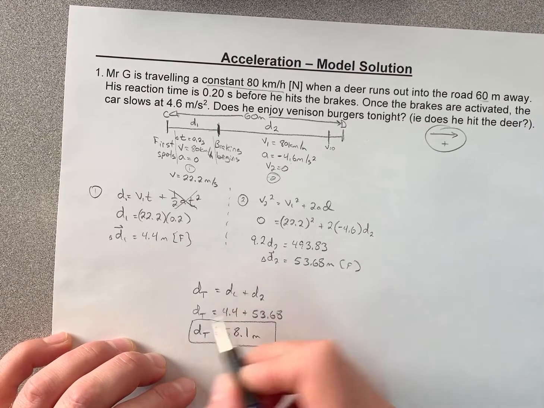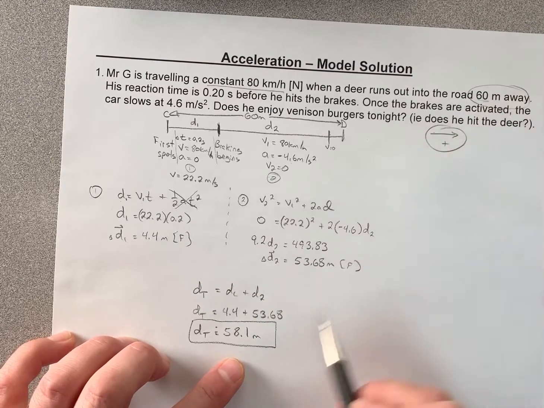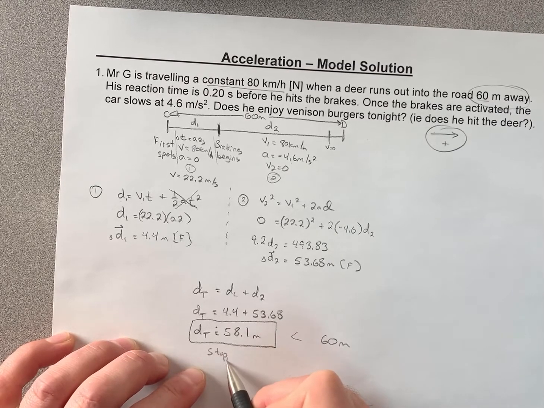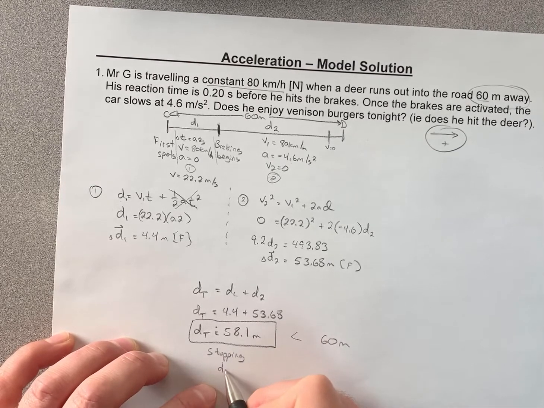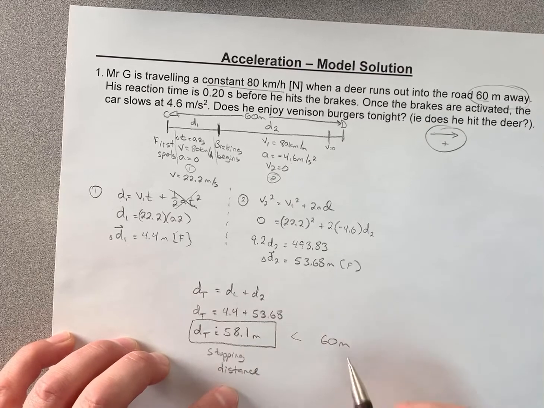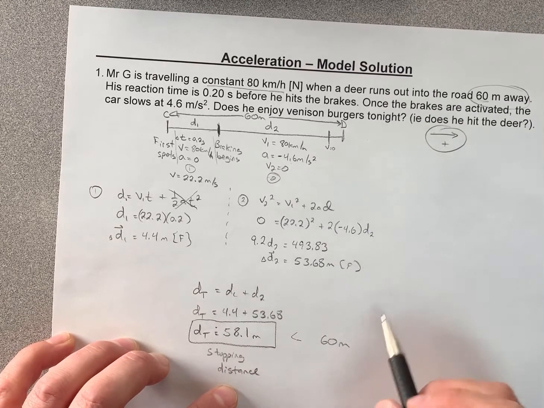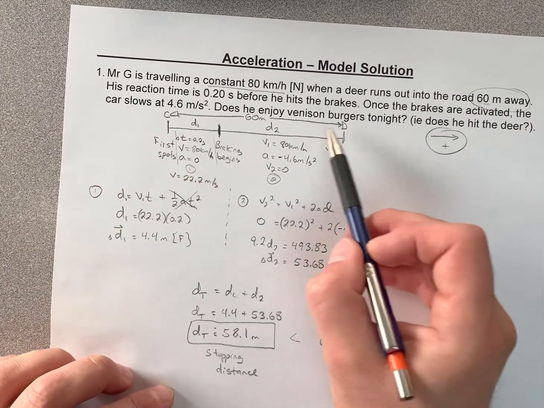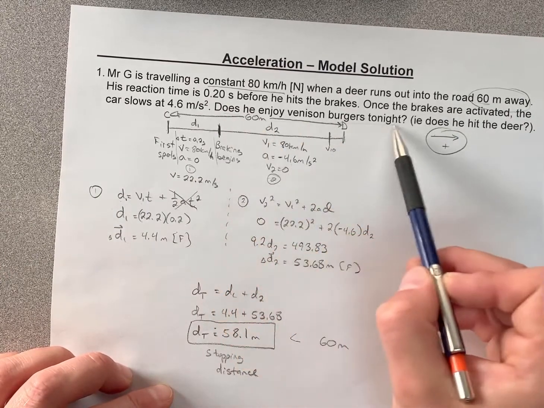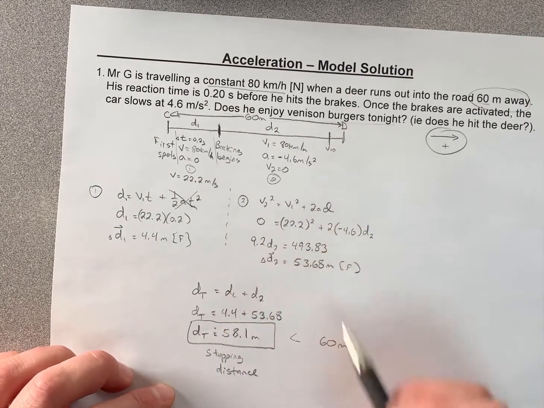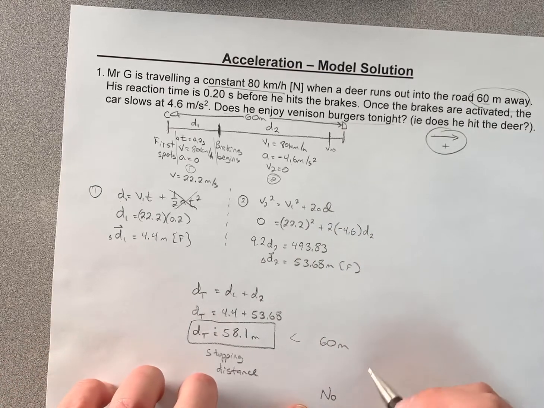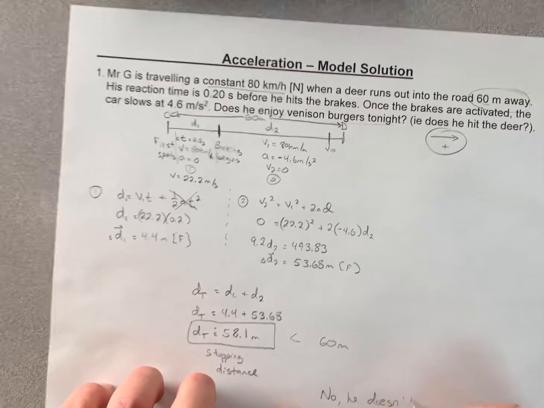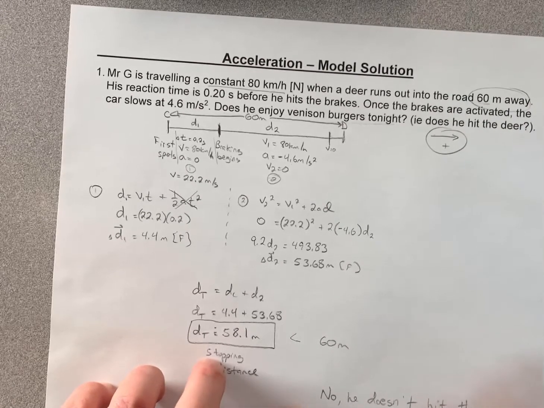If that's the total distance, where is that 60? Here it is. That's less than 60 meters. This is my stopping distance. My stopping distance is less than the 60 meters where the deer was, which means my diagram is correct here. I stopped before the deer. So remember, when you have a question like this, go back to the actual question and check. Did I answer the question? I'd say no, he doesn't hit the deer.